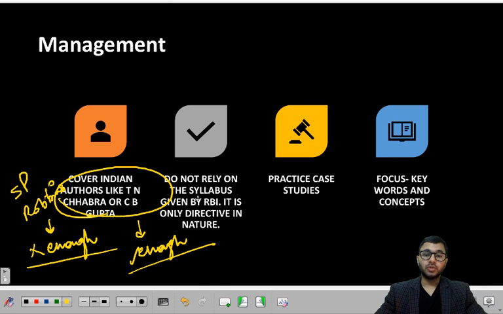Do not rely on the syllabus given by RBI for management specifically, because the syllabus of management is only directive in nature. A lot of students ask me, sir, you've given morale, you've given culture, you've given conflict, but they're not mentioned in the syllabus. Well, questions have been asked regularly in the past 2-3 years, so you have to cover them.